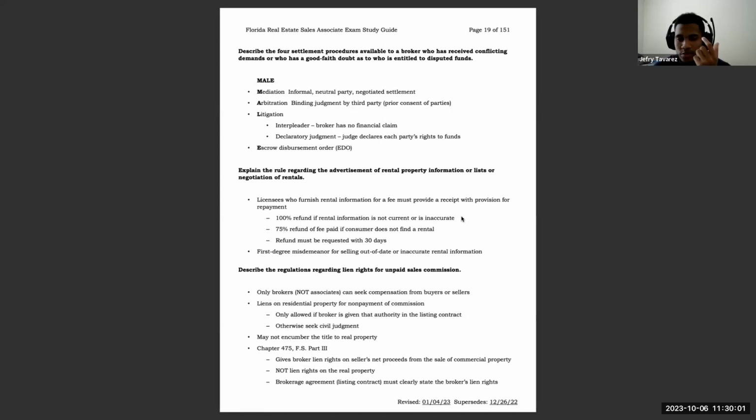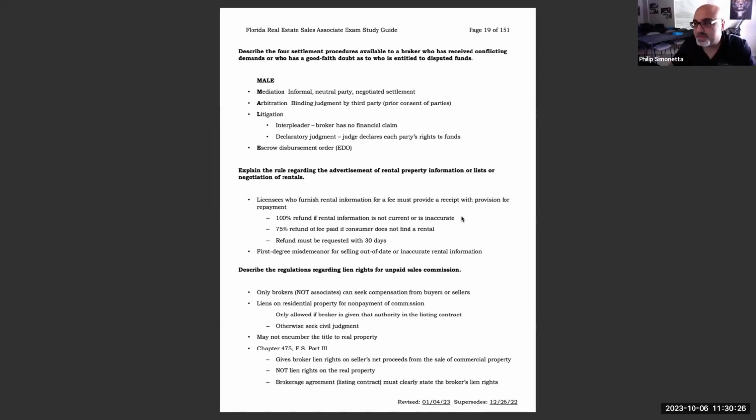You see, that's what I remember. That's why I chose what I chose. But I just now see this is residential. But not only that, the broker has to be allowed in the listing contract. Yeah, it has to be. Therefore, the answer for that most of the time is going to be to file a lawsuit.